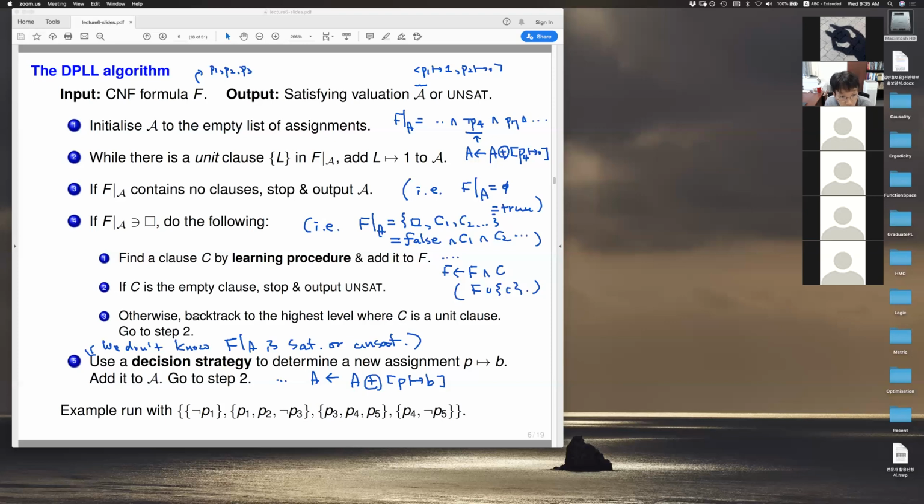Otherwise, we backtrack. We backtrack to the highest level until C becomes a unique clause. I think it's a bit confusing what this actually means, but I think that if you see it on examples, it becomes a lot easier to understand.